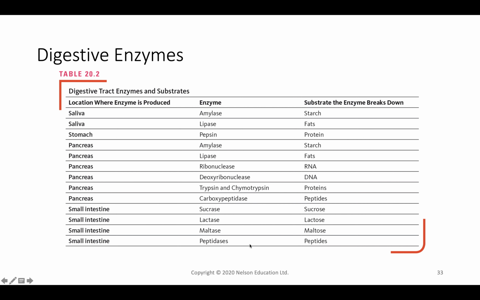So again, in the small intestines, we are seeing medium into small, whereas specifically in the mouth, we're seeing large into medium, and in the stomach, we're also seeing large into medium. In the small intestines, we're seeing medium into small.